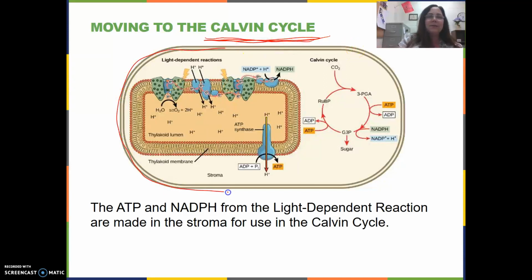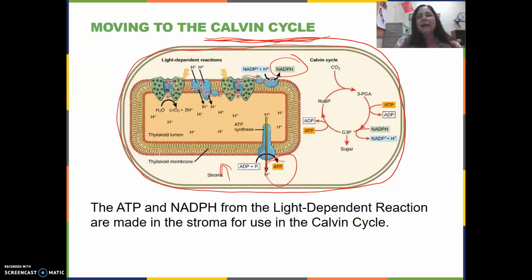So this is the double membrane of your chloroplast, or the phospholipid bilayer of your chloroplast. And then this is a thylakoid, and that's where the light reactions occurred, and we generated NADPH and ATP during the light reactions. So now carbon dioxide is going to be used.